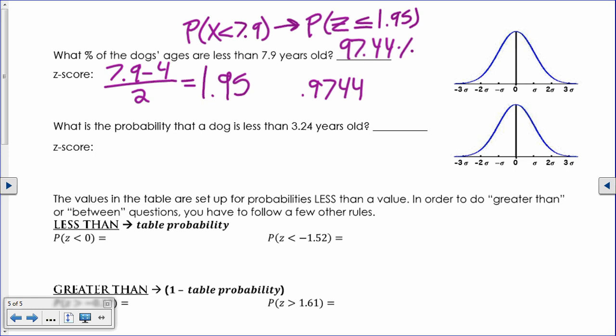Alright, let's reset. What's the probability that a dog is less than 3.24 years old? Is that an exact standard deviation where I could use the empirical rule? No. So I have to use the z-score rule instead. So 3.24 minus 4 divided by 2. Same data as before. The z-score is negative 0.38.